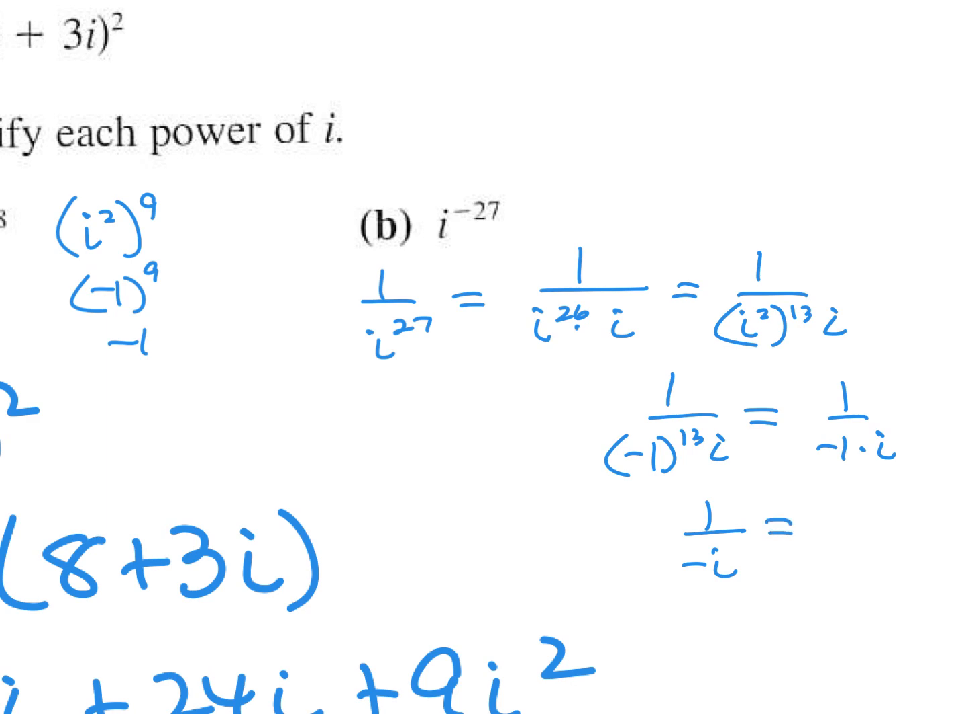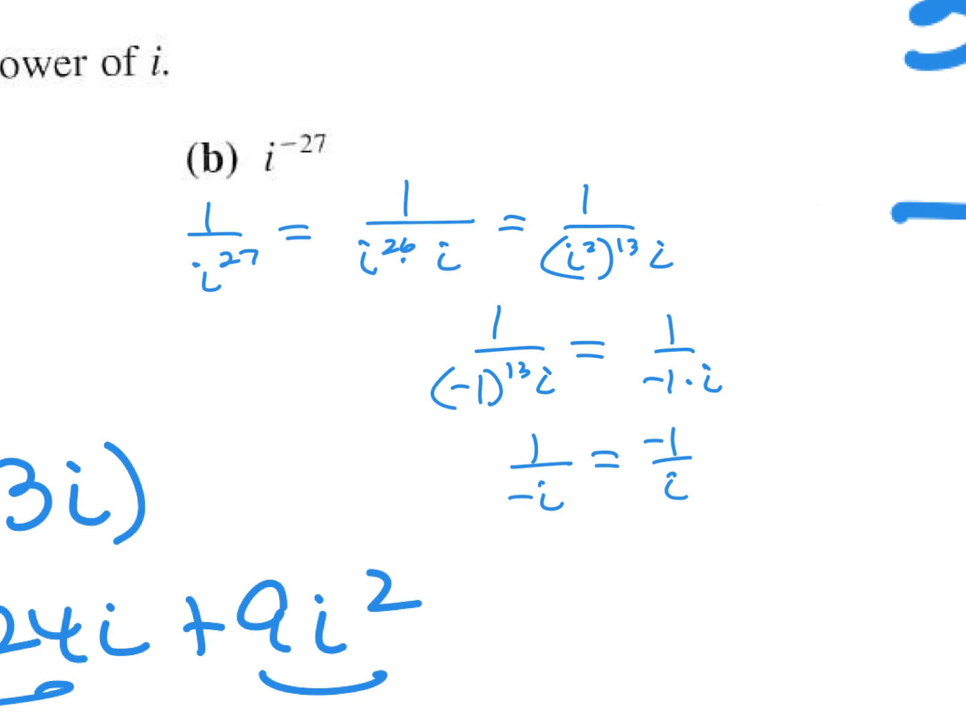I'm going to move the negative to the top, and now I'm going to rationalize. Multiply top and bottom by i. I get negative i over i squared. Again, remember i squared is equivalent to -1. Negative divided by a negative gives me a positive i. And that is it for the chapter 1 problem in the review.